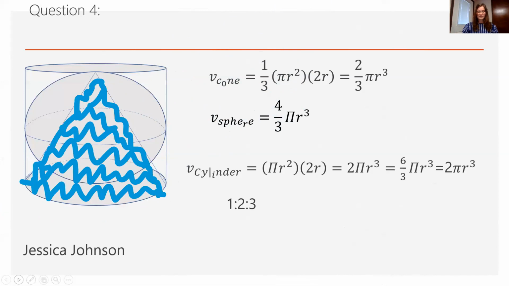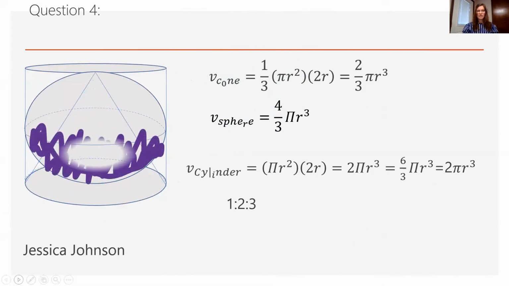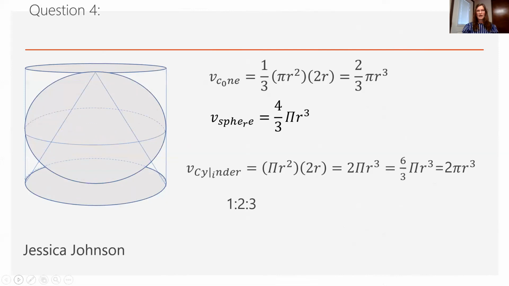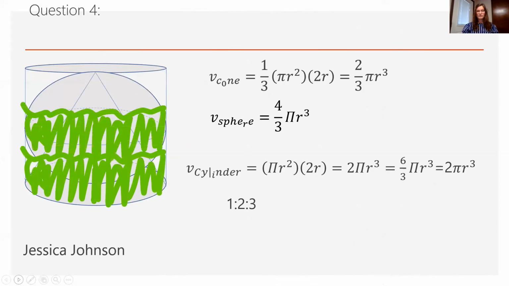I dyed our water purple this time. Fill up our cone again. 1 cone full fills up the sphere halfway. So we need another cone full to fill the sphere up the rest of the way. This gives it the ratio of 2. How many conefuls of water will it take to fill up the cylinder? I dyed the water green this time. It takes 3 conefuls of water to fill up the cylinder to make it have a ratio of 3.